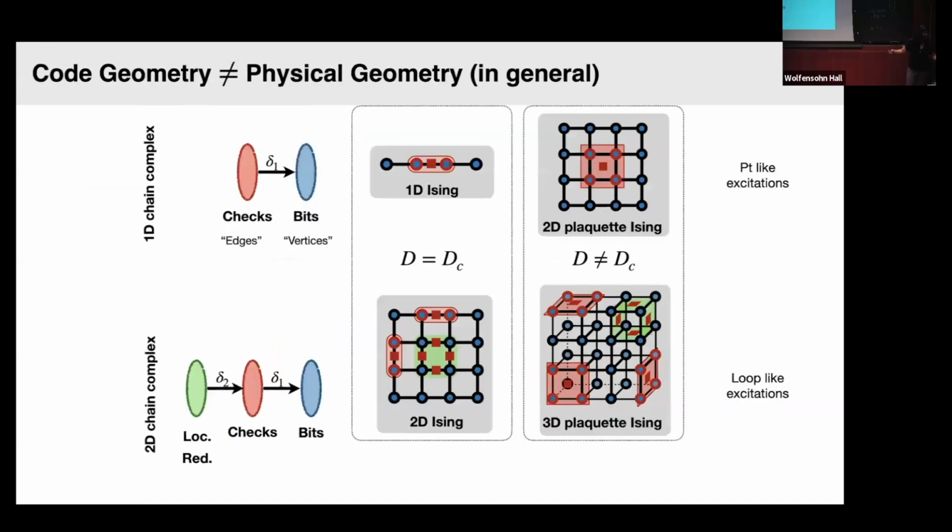Okay, so here are some examples where in this case, my code geometry and the physical geometry are the same. I just put the 1D Ising model on, I put my bits on the vertices and checks on the edges, and then my plaquettes define my redundancies. But actually, there are other types of Ising models which have been studied in fractons, where the actual model itself might live in 3 dimensions, but there are no local redundancies, so morally this 2-dimensional model looks 1D, and this 3D model looks 2D.